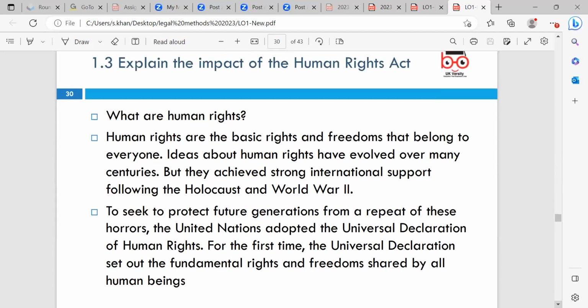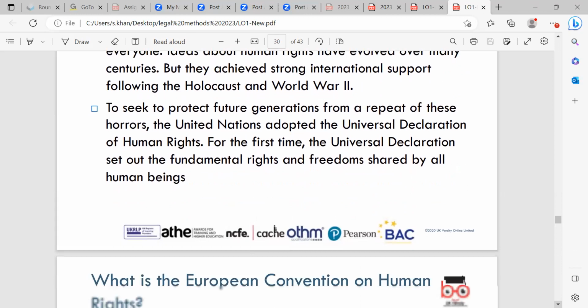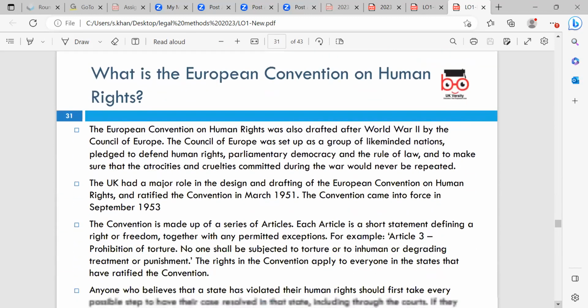1.3, explain the impact of the Human Rights Act. What are human rights? Human rights are the basic rights and freedoms that belong to everyone. Ideas about human rights have evolved over many centuries, but they have achieved strong international support following the Holocaust and World War II. To seek to protect future generations from a repeat of these horrors, the United Nations adopted the Universal Declaration of Human Rights. For the first time, the Universal Declaration set out fundamental rights and freedoms shared by all human beings. What is the European Convention on Human Rights?